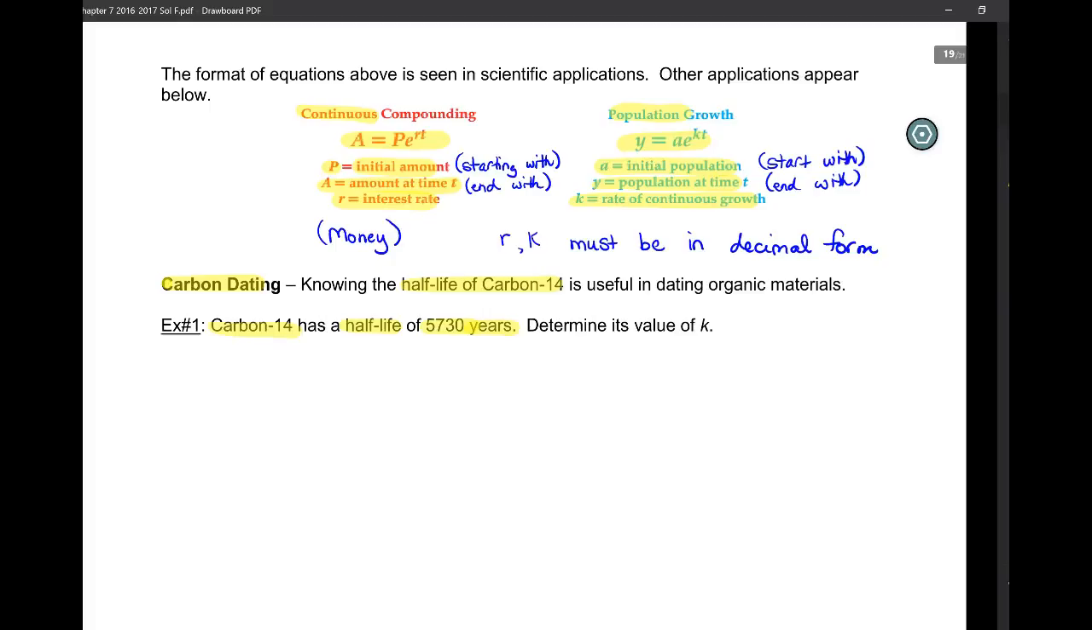Okay, so let's write down the formula first. We have y equals A e to the kt. And we want to find out what is the value of k. Well, it seems like we don't have enough information, right? But we do. So what was I just telling you about the 100 grams and then the 50 grams? It's always going to be cut in half, right? So I'm basically going to have half of A.